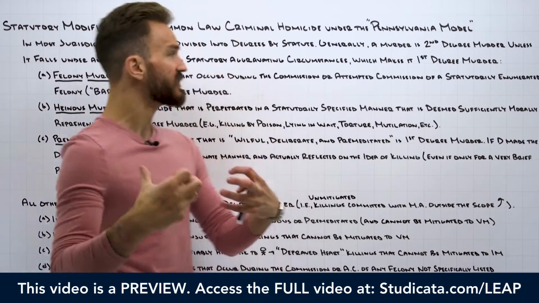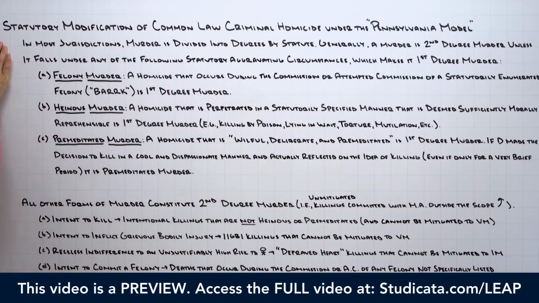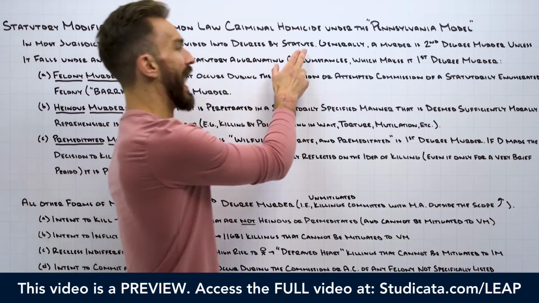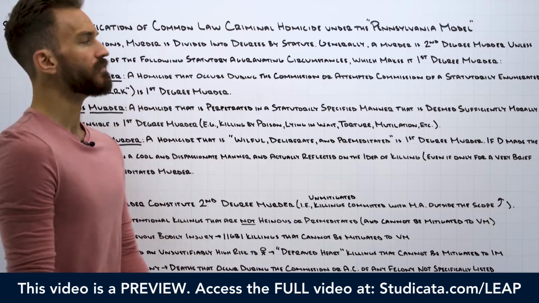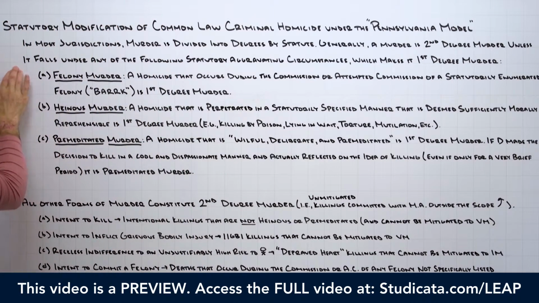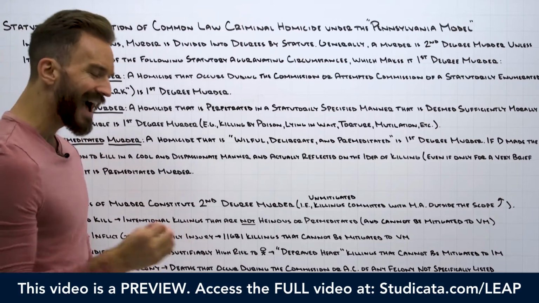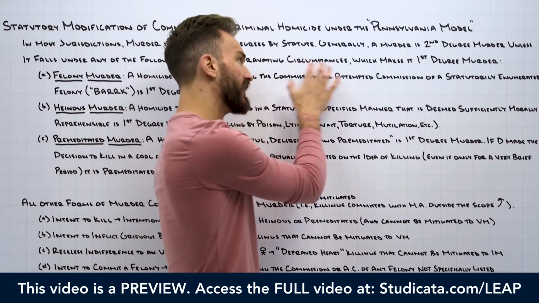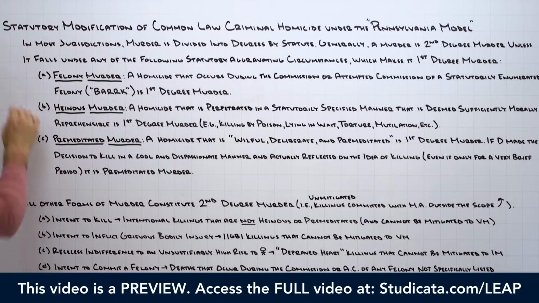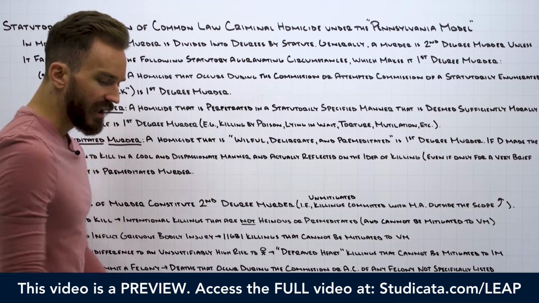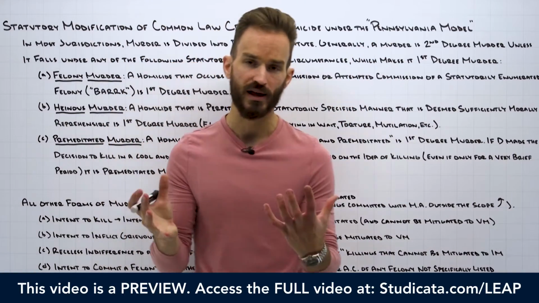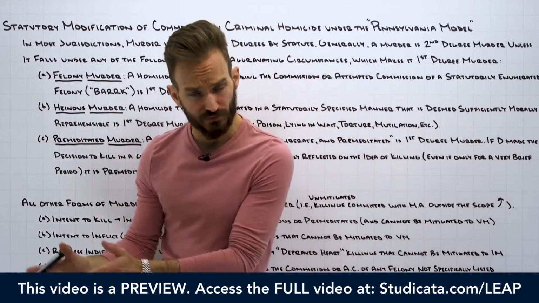But how does this work? In most jurisdictions, murder is divided into degrees by statute. Generally, a murder is second-degree murder unless it falls under any of the following statutory aggravating circumstances, which makes it first-degree murder. So the idea here is that in states that have adopted the Pennsylvania model and grade murder by degree, there is a default type of murder.